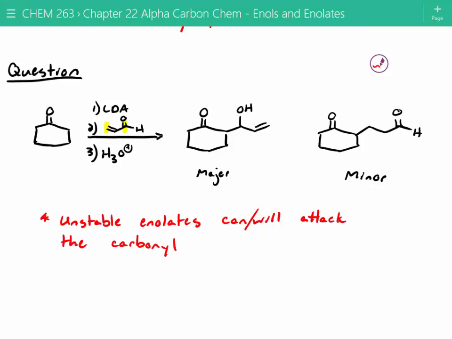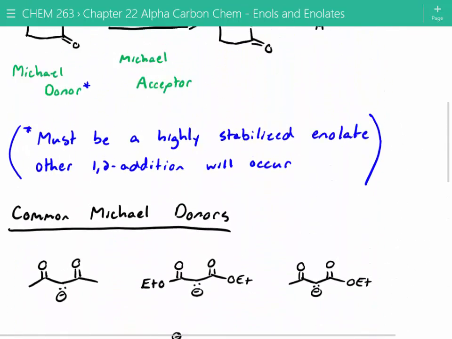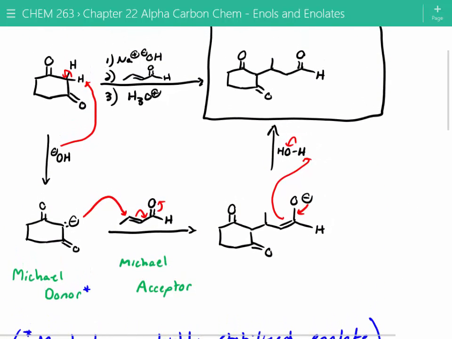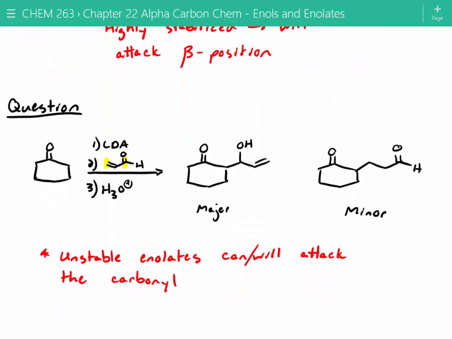So if we look back up at our examples, specifically our example problem, the enolate that we had in that bottom left-hand corner is highly stabilized. It's in between two carbonyls, so it's stabilized through resonance. That makes it less nucleophilic, which favors 1,4 addition. But if we were to form an enolate from cyclohexanone, we would have an enolate that's only stabilized across one carbonyl group, not two, which makes it much, much more reactive and a stronger nucleophile.